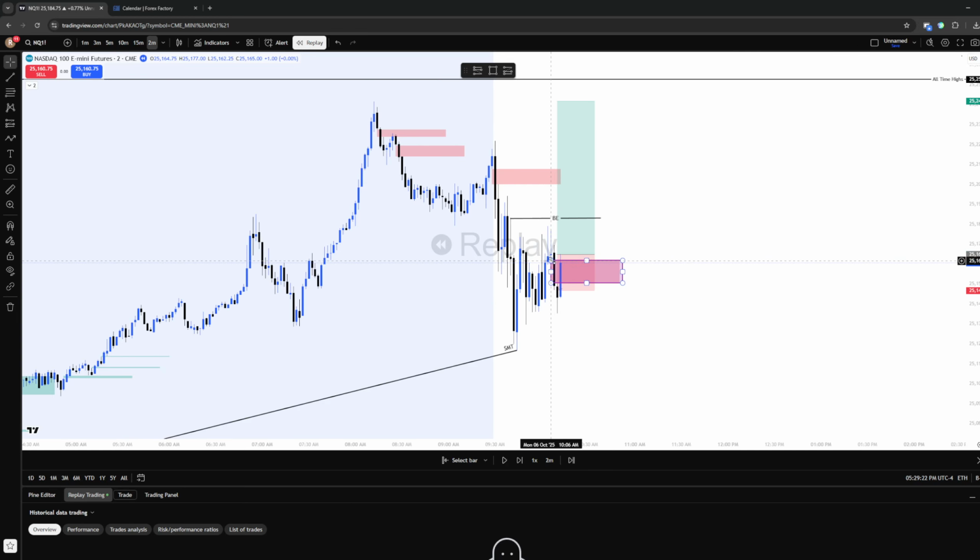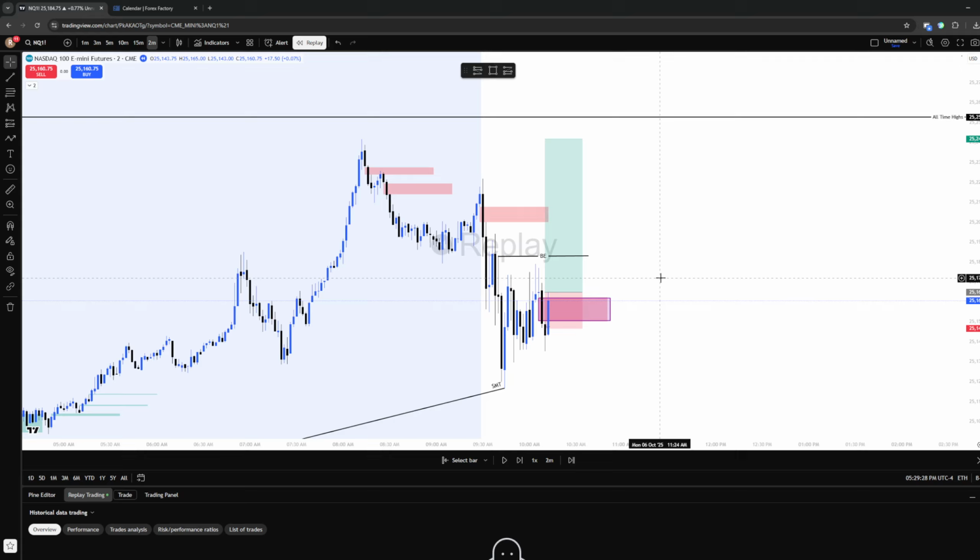Boom, candle comes down, creates our fair value gap. I'm not gonna lie, it's a very good fair value gap. I like the size of it for taking a trade off. I know this sounds stupid, but size matters when it comes to this. You're not gonna take a trade off a fair value gap that skinny. Very unlikely I would take a trade off a fair value gap that small.